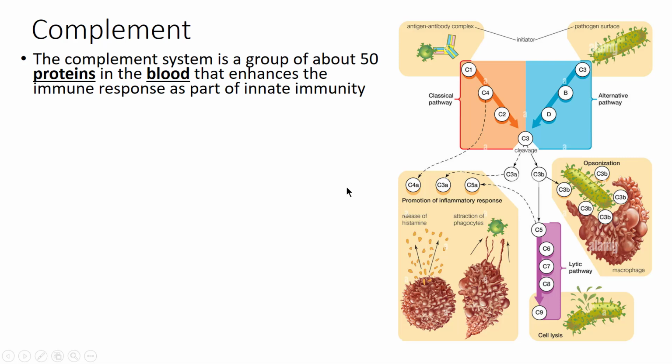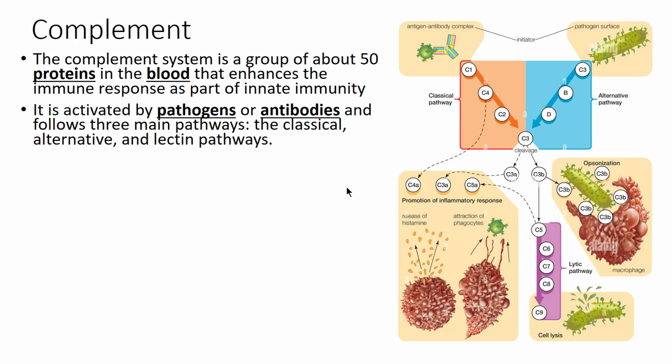Last example here is called complement. So complement is a system of proteins that ultimately allow the body to react to viruses in a very specific protein-based mechanism. So we have about 50 different proteins here, and they are constantly traveling through the bloodstream.